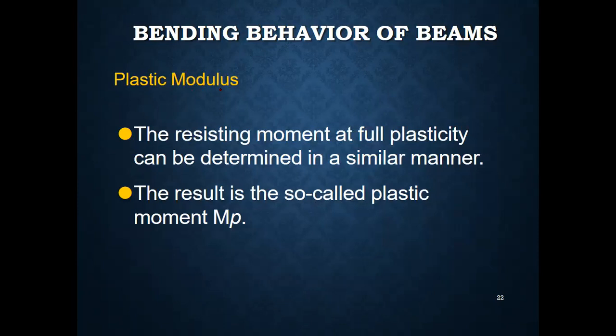Other terminology that we use in the bending behavior or the design theory is the plastic modulus. This is basically the resisting moment that is generated by the material of the beam when the full plasticity is developed in the structure. So this resisting moment that resists the full plasticity generated in the member is called the plastic moment, and we denote it with Mp.